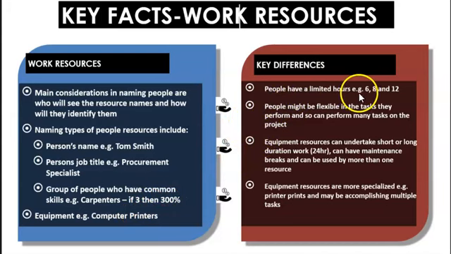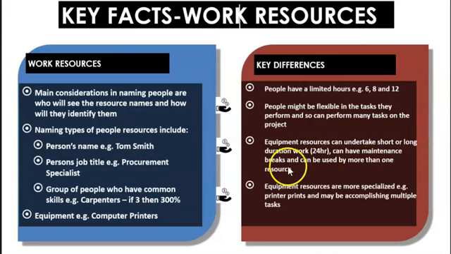People have a limited amount of hours they can work in a day. For instance, they could work for 6 hours, 8 hours, or 12 hours if they work 8 hours full time and 4 hours overtime. People might be flexible in the tasks they perform and so can perform many tasks on the project. Equipment resources can undertake short or long duration work. Equipment could work for 24 hours, unlike people.